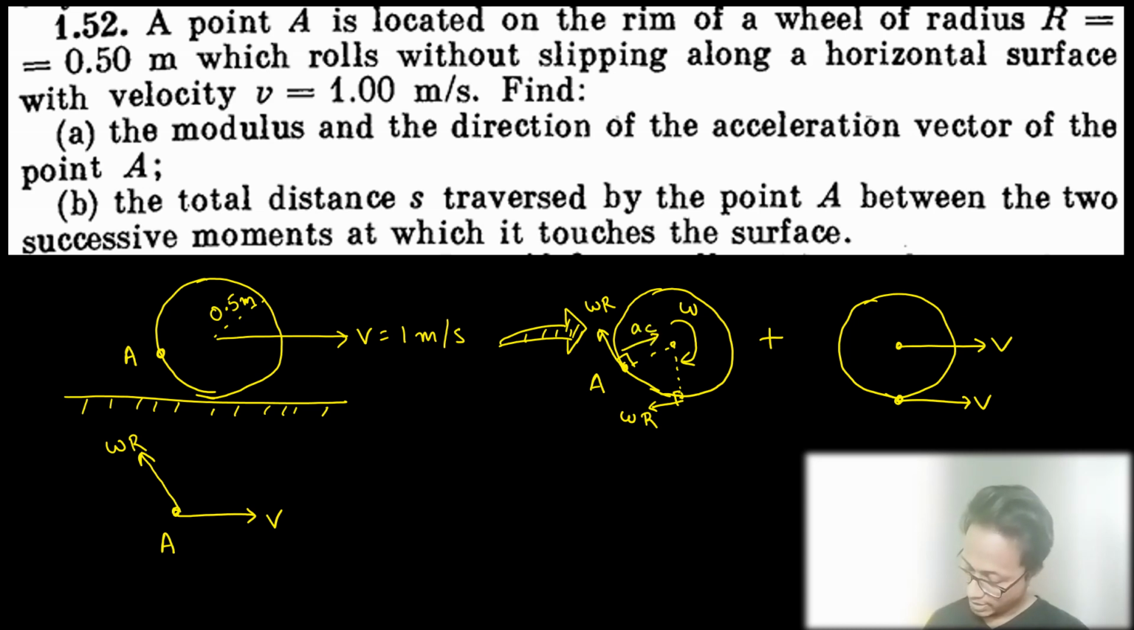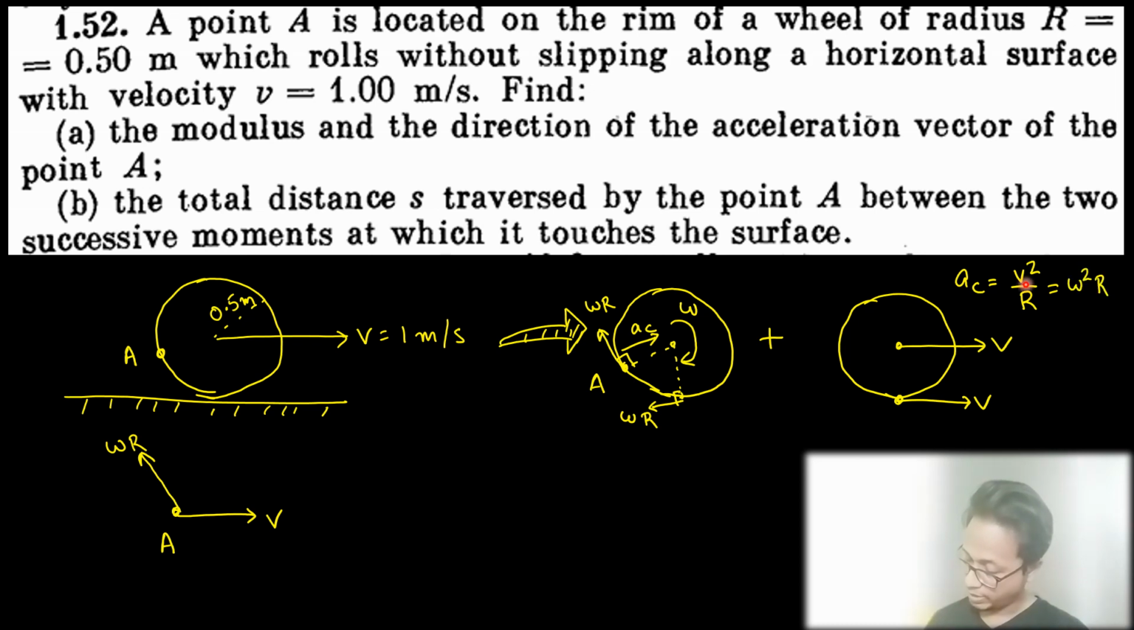See, the only acceleration present out here: is there any acceleration due to the translational component? No. Is there any acceleration along this direction due to the rotational component? No. There is only one component of acceleration, directed towards the center, and that is centripetal acceleration. The value of centripetal acceleration is equal to v square by r, or equal to omega square r.